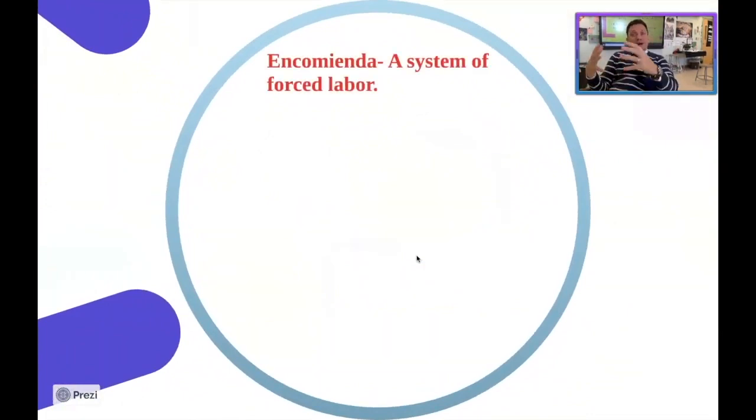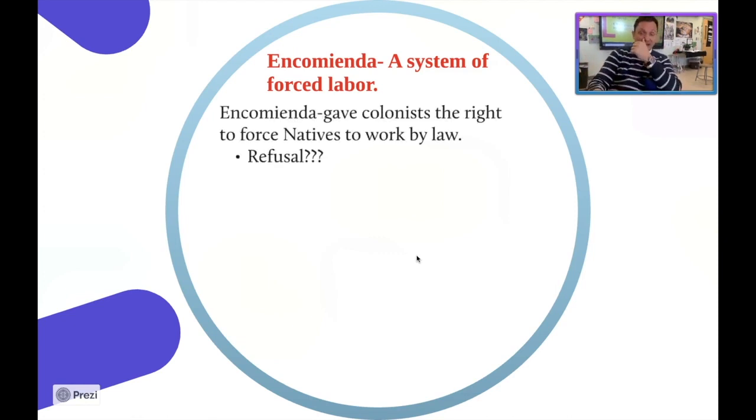Well, they did it by enforcing a system known as the Encomienda, right? Encomienda is a system of forced labor that the Spanish were forcing onto the natives, making them actually do the work for them. The Encomienda is a system of forced labor that gave colonists the right to force the natives to work by law, right? And why do I have the word refusal with a question mark on there?